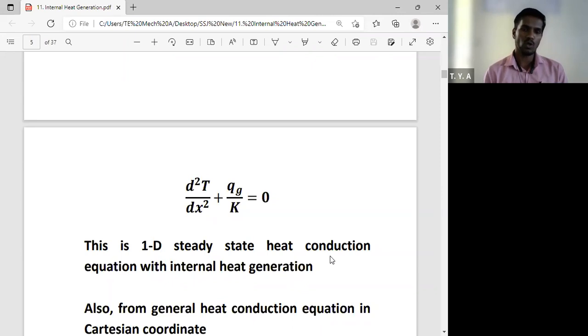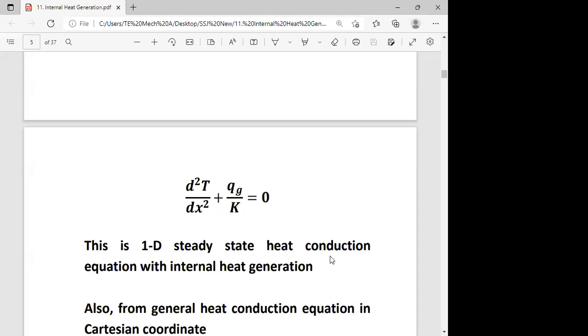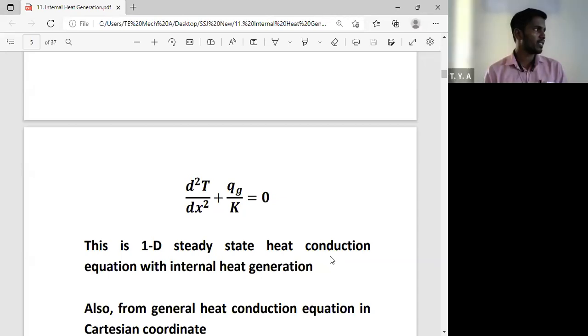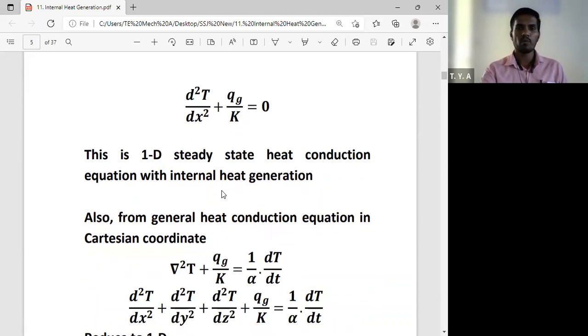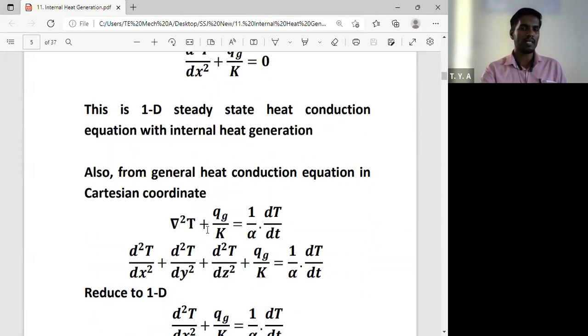Okay, so d square t upon dx square plus qg by k is equal to 0. This is the one dimensional steady state heat conduction equation with internal heat generation. Okay, all of you get this point. Already we have derived this equation, but in this case we have considered the qg have some value, and we have considered that we have derived the equation, also we get the same equation. Okay, d square t upon dx square plus qg by k is equal to 0. Okay, इथं मी खाली लिहिले बघा.